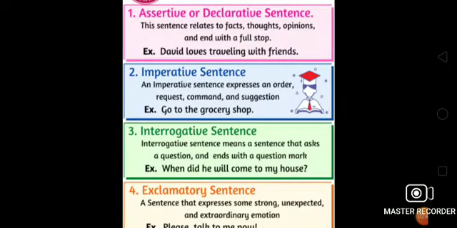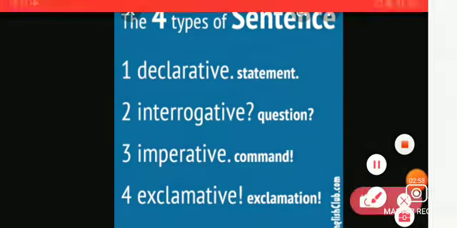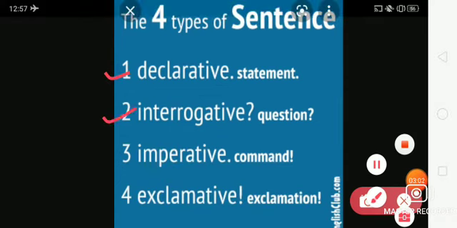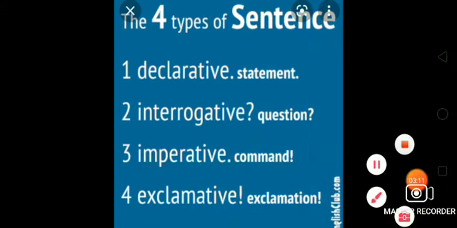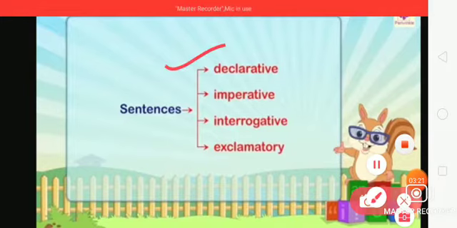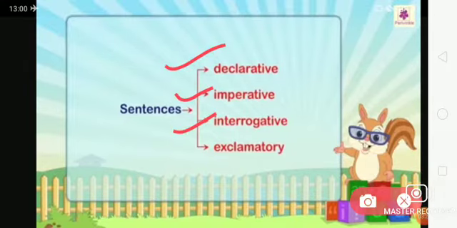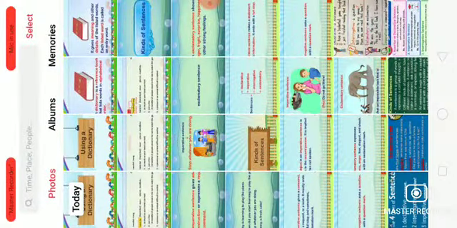Now we are going to learn how many kinds of sentences there are. There are a total of four types of sentences. First is declarative, also called assertive. Second is interrogative. Third is imperative. Fourth is exclamatory. So you must learn that the four kinds are declarative or assertive, imperative, interrogative, and exclamatory. One by one, we are going to learn about each, starting with the declarative sentence.